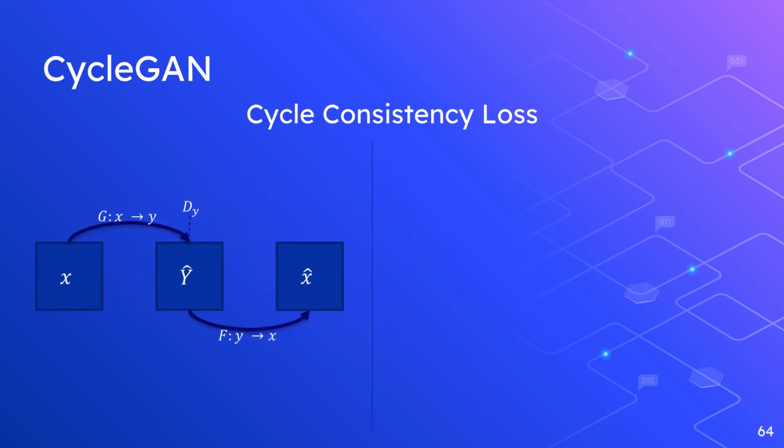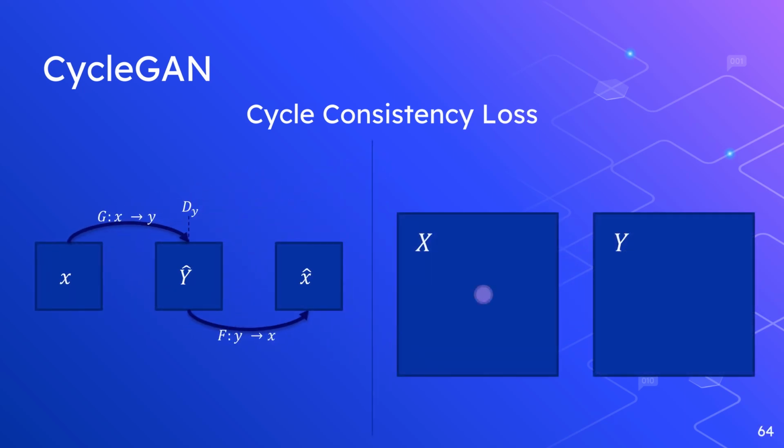We should be able to take an image from the X domain, apply G, and turn it into an image in the Y domain, and then apply F, and turn it back to an image in the X domain. These images in the X domain should both be the same. By taking the difference between the first image in X and the second image in X, we get the cycle consistency loss.